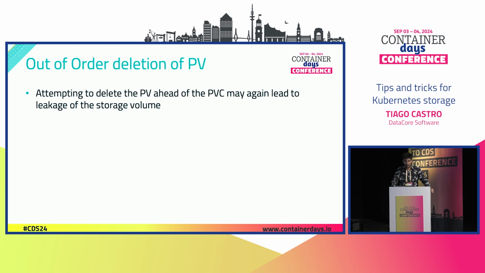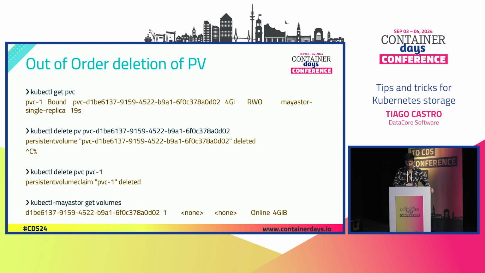So this is another interesting one. Not sure if it's a bug or just a side effect of the previous thing, but attempting to delete the PV ahead of the PVC again may lead to leakage of the storage volume. Maybe not everyone has this workflow, but we've had some users do this as well, where they start to delete the PV. It won't delete because the PVC is still using it, so they cancel the request, and then they delete the PVC, and then the data is leaked.